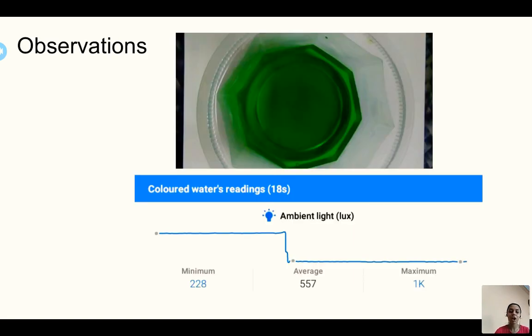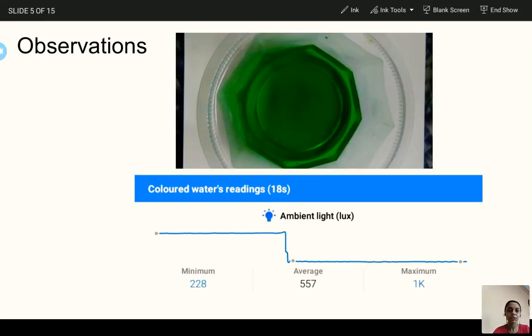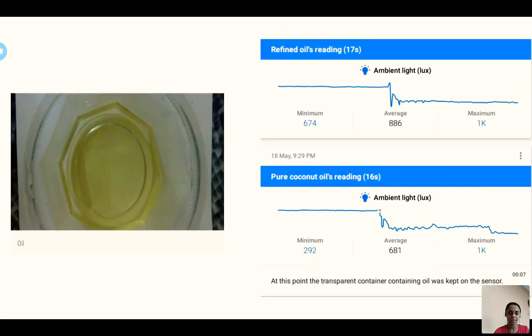Now let us look at the observations. So this is the observation for colored water. So you see that the reading is constant till 1 kilolux, and then as soon as we keep the container at this point, the reading drops and again becomes constant. And this constant is 228. So we shall note this reading, and this is for colored water.